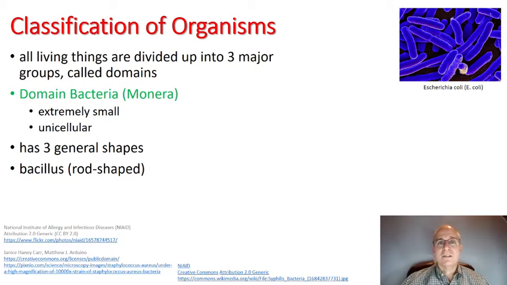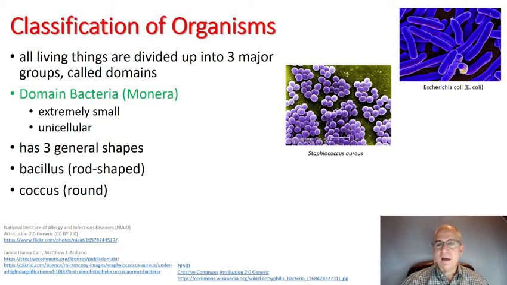Okay, some bacteria are going to be spherical or sphere-shaped, and we call those cocci. And a very common coccus bacteria is called Staphylococcus aureus. Now, this particular bacteria is found fairly commonly on the skin, but there is a variety of Staphylococcus aureus that can be a potential pathogen.